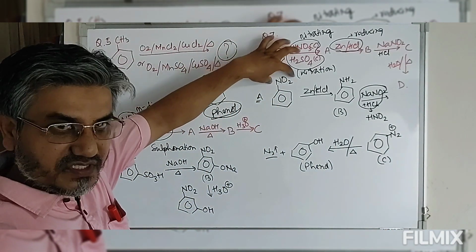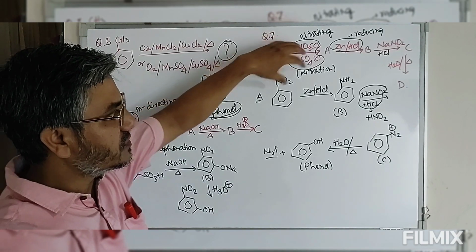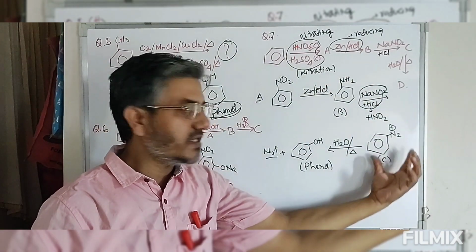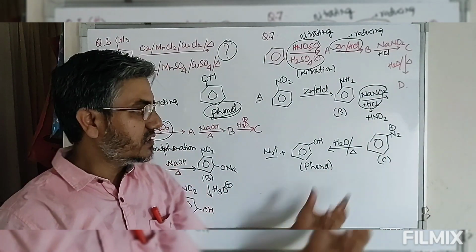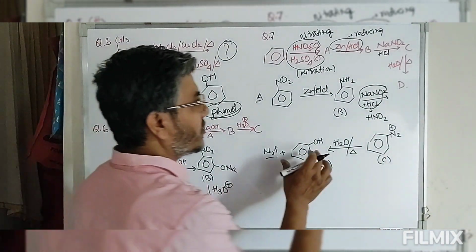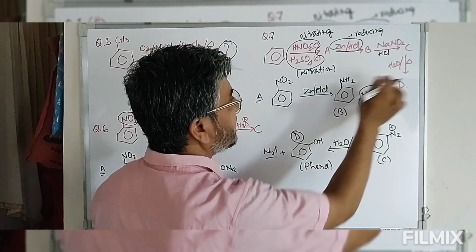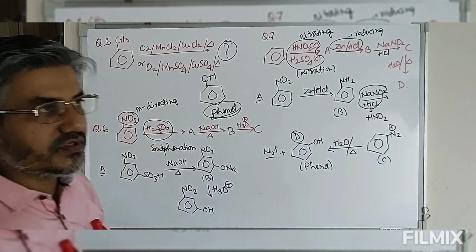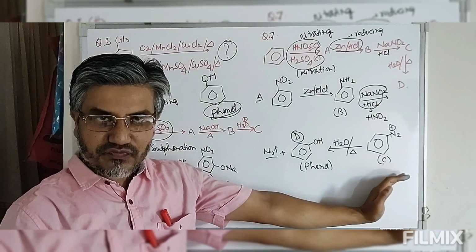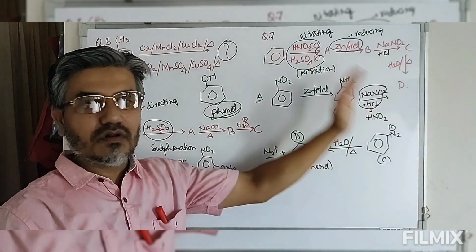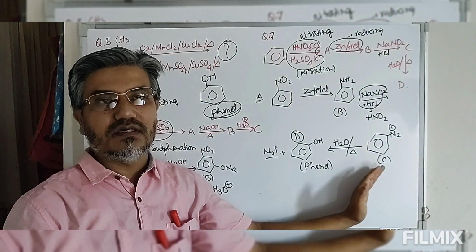First nitro group is introduced by nitration, then nitro is reduced to aniline, aniline is converted into diazonium ion, and further this diazonium on steam distillation gives you the final product, that is phenol. So this compound is product D, that is phenol. So in this sequence of reactions, the final product is phenol. So we are converting benzene into phenol via this reaction.